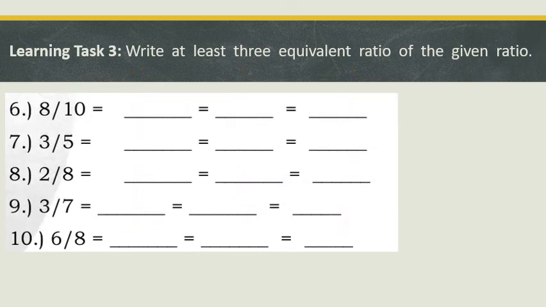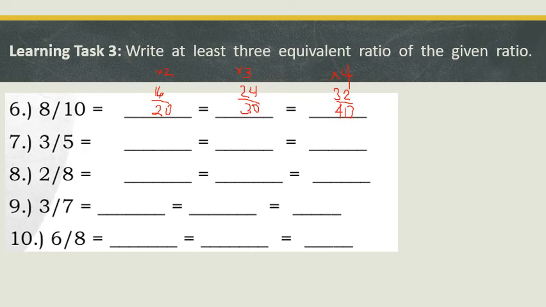Then, number 6. So, ganun ulit. Times 2, times 3, and times 4. So, sa 8 is to 10. So, 8 times 2 is 16, 10 times 2 is 20. 8 times 3 is 24, 10 times 3 is 30. And 8 times 4 is 32, 10 times 4 is 40. So, napakadali lang dito sa equivalent ratio.